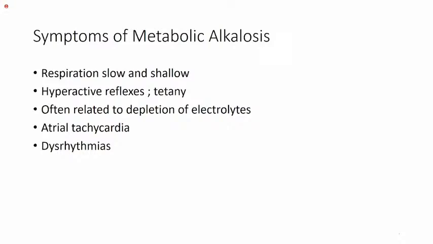The symptoms, respiration is usually shallow and slow. You can have hyperactive reflexes. You can also have arrhythmias, including atrial tachycardia. With metabolic alkalosis, especially if it's caused, for example, by vomiting, etc., what you want to do is to ensure that the volume status has been corrected. So usually we use sodium chloride or normal saline to try and correct the hypovolemic status.